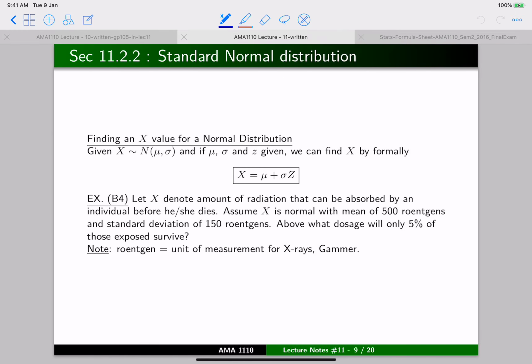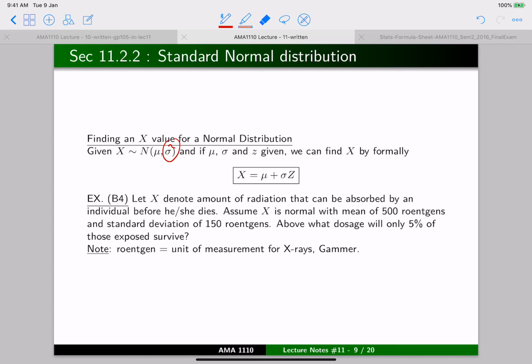We'll do our last example. So suppose, again, there's a typo here. It's supposed to be squared here. Now suppose X denotes the amount of radiation that can be absorbed by an individual before he or she dies. Assume X is normally distributed with mean 500 roentgens and standard deviation 150 roentgens. A roentgen is a unit of measurement for X-rays. Above what dosage will only 5% of those exposed survive?